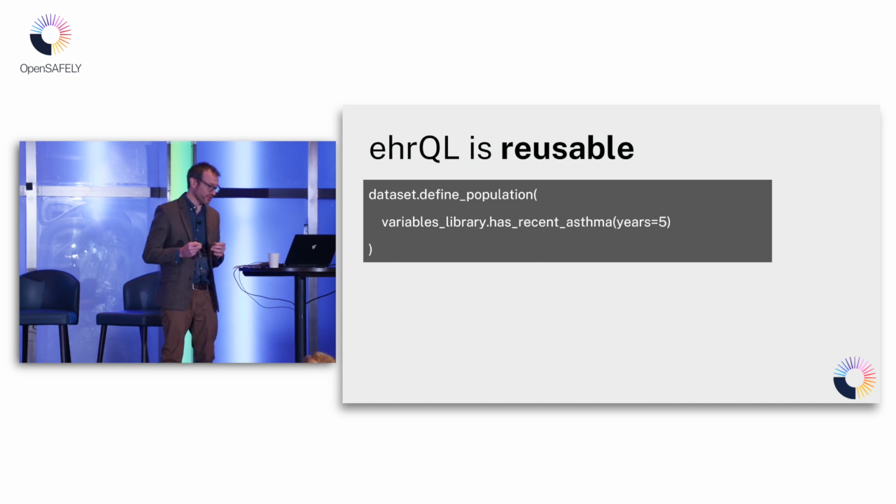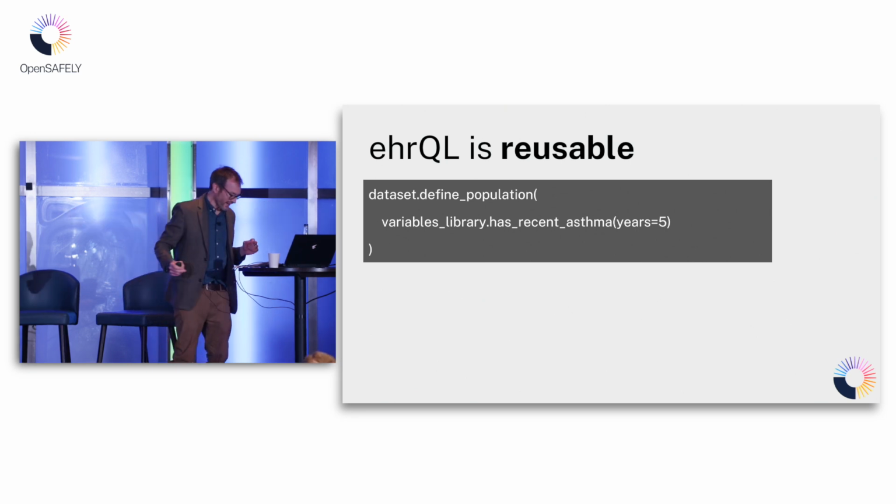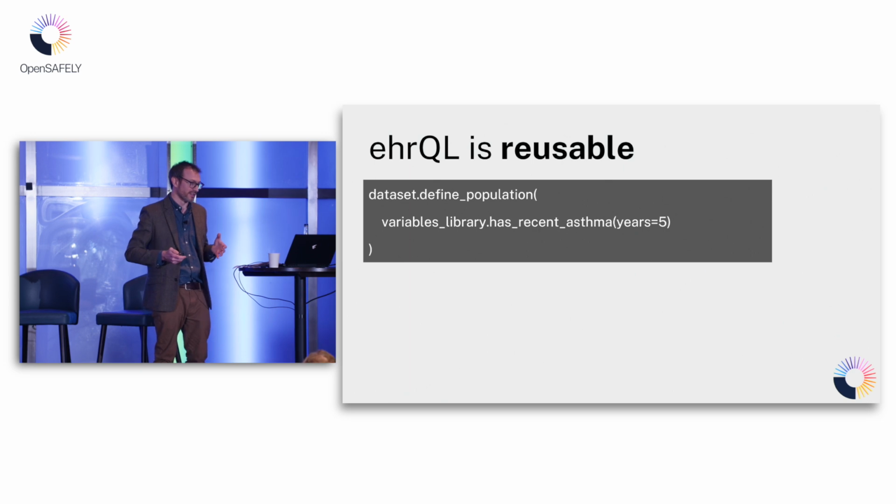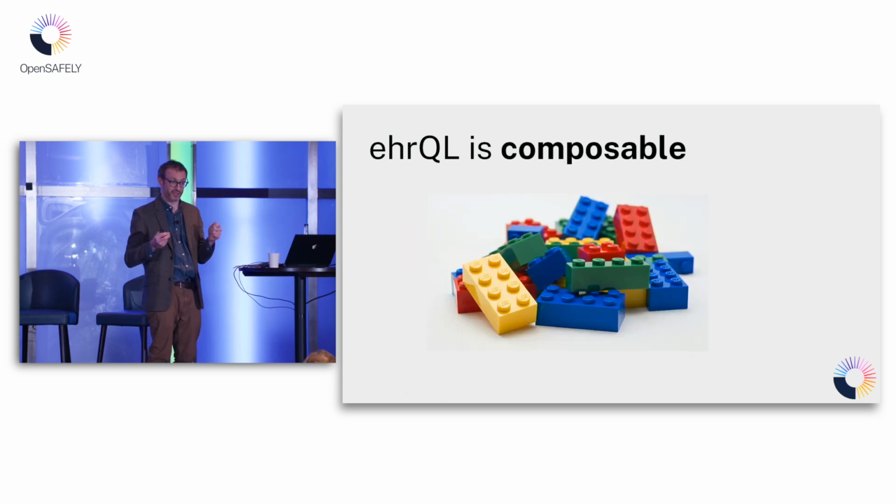Or maybe you want to reuse the same basic logic, but you've got different needs regarding the time periods involved. Or we can make configurable variables. So there's one here which finds recent asthma, but you get to say what recent means in your particular research context. Really what I'm describing here is something stronger than just reusability. It's composability. So ehrQL doesn't just give you prefabricated units, it gives you EHR Lego, which you can either reuse wholesale or take apart and reconfigure for your own needs.